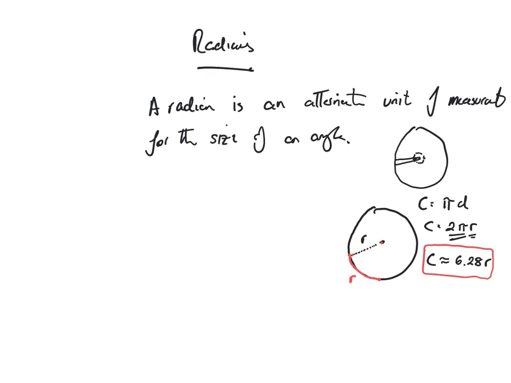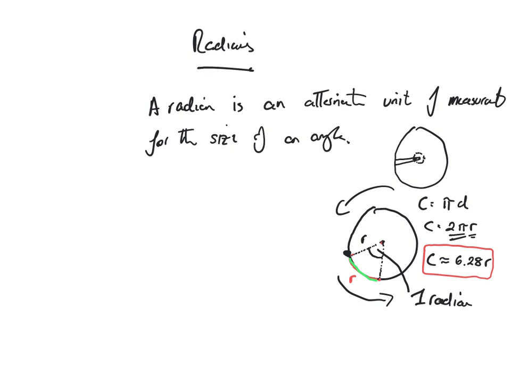What does that mean? That means that this length here will wrap around this circle, from here to here, 6.28 times. Now, if we create a wedge inside there, that angle we would call 1 radian. And that is the measurement of 1 radian.